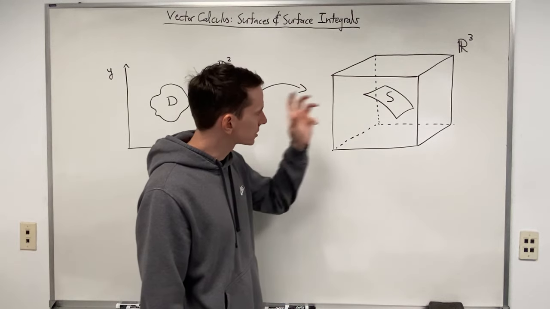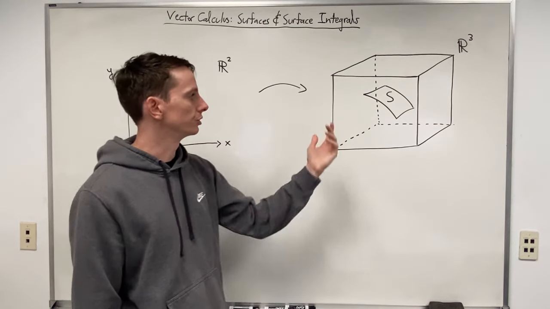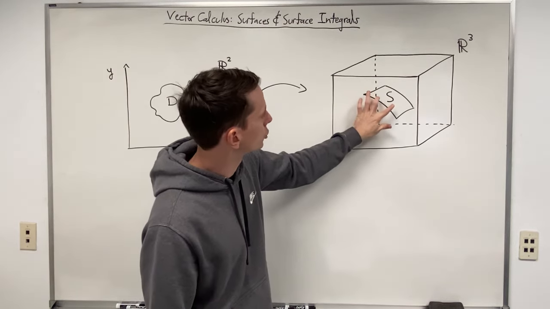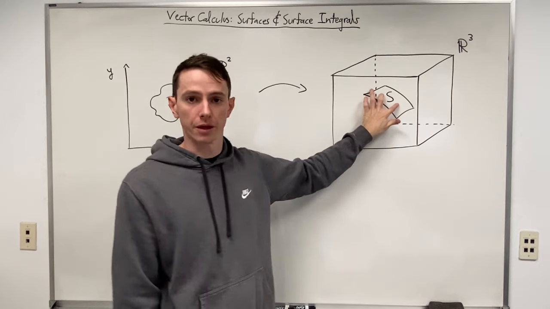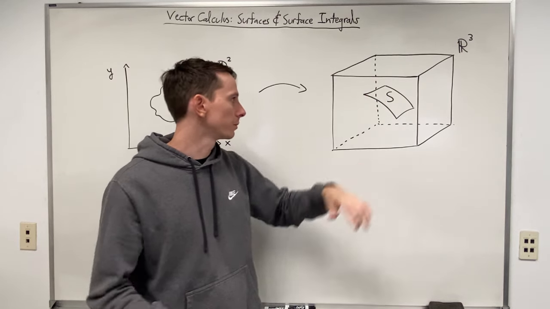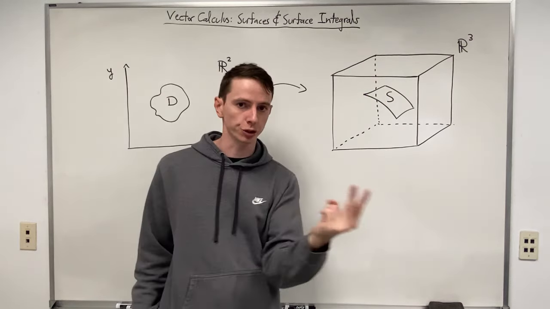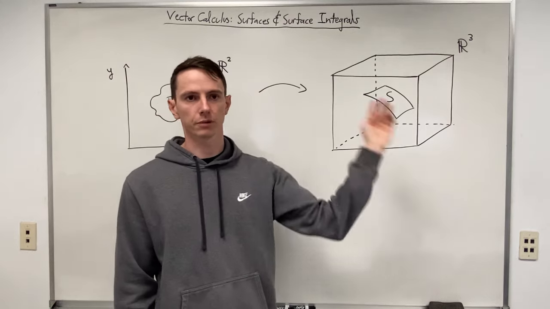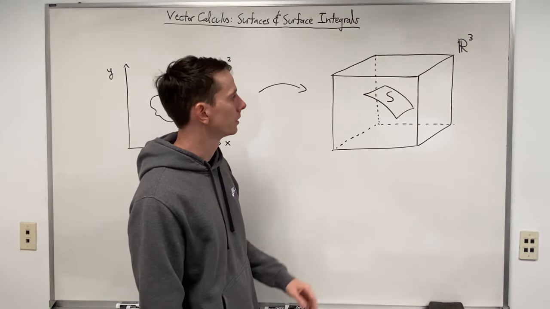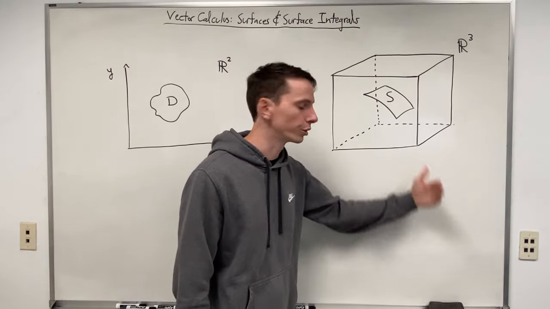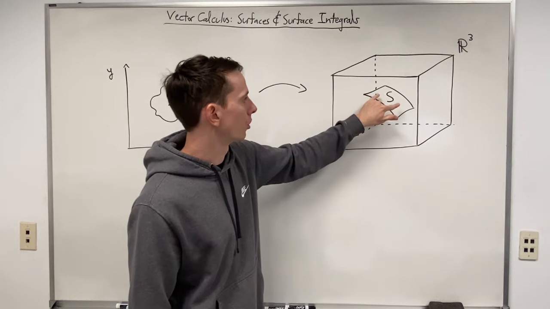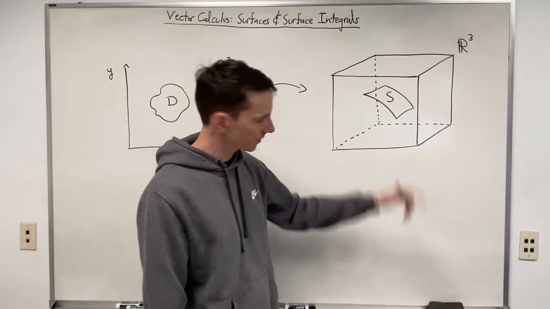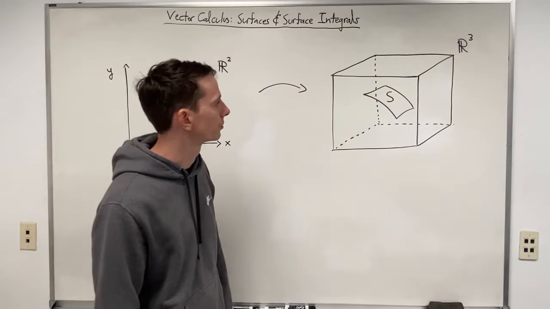Now, the first step in even being able to do that is we're going to want to be able to parameterize this surface. We want to be able to write it in terms of two variables, which we can, I guess, generally call u and v, such that we can ultimately integrate over u and integrate over v to get the overall value of whatever surface integral we're computing.